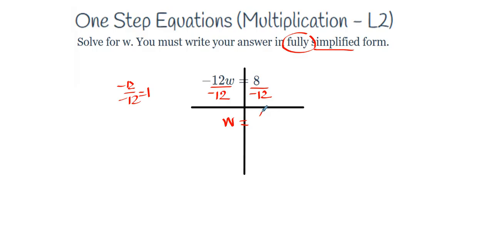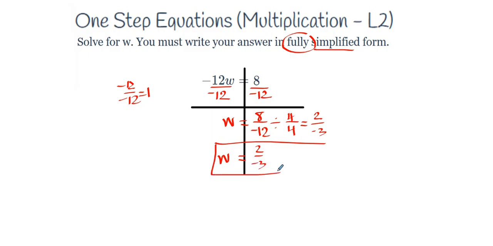Now we just have to ask ourselves if 8 over negative 12 simplifies. And let's see, they both divide by 2. Actually, 4 would be a larger one. So 8 divided by 4 would be 2, and negative 12 divided by 4 would give me negative 3. So the final answer is W is equal to 2 over negative 3. And there you have it.